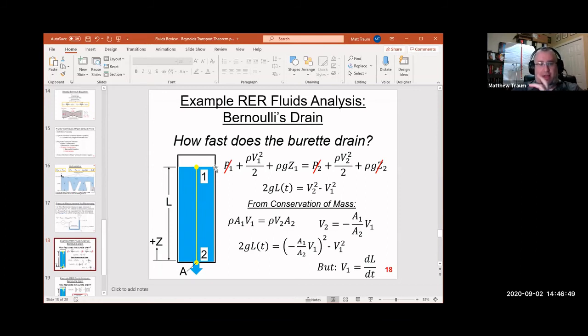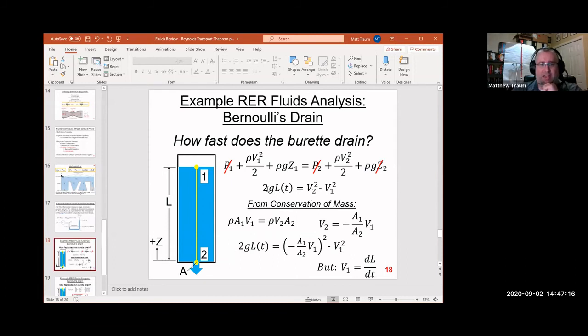If I apply Bernoulli along this streamline, I open the stopcock and the fluid starts moving. I know that the pressure at 1 and the pressure at 2 are the same because the stopcock is open and this is a jet, so it's jetting out into the atmosphere. The pressure at that point is going to be atmospheric pressure across a jet. We also know that Z2 is 0 because we set z equals 0 at station 2. So those 3 terms go away.